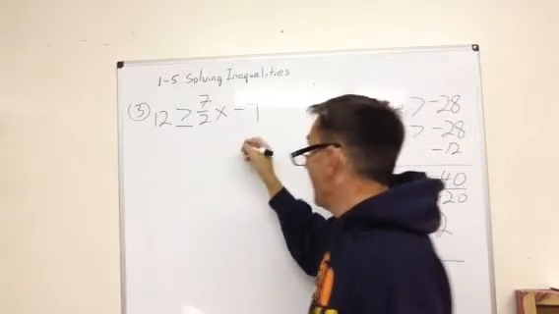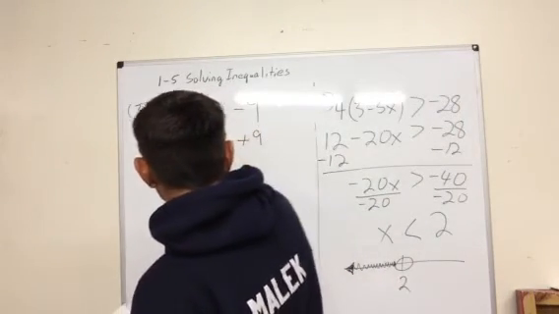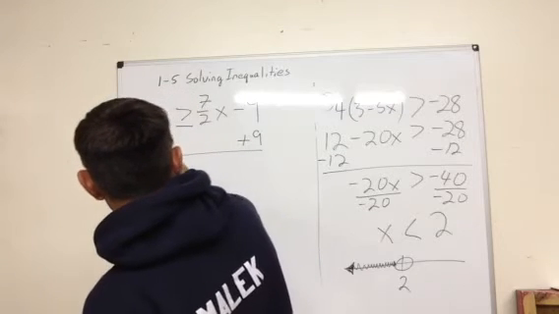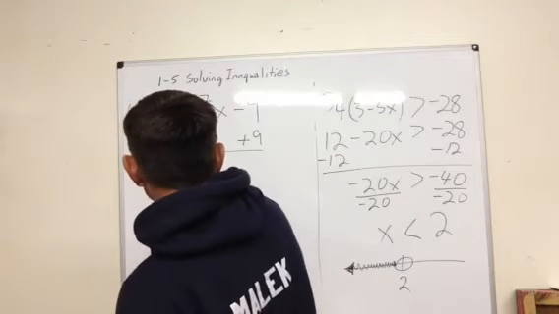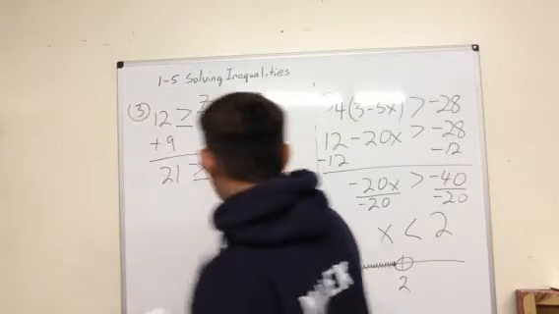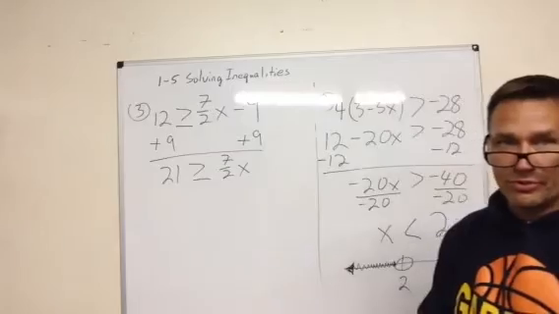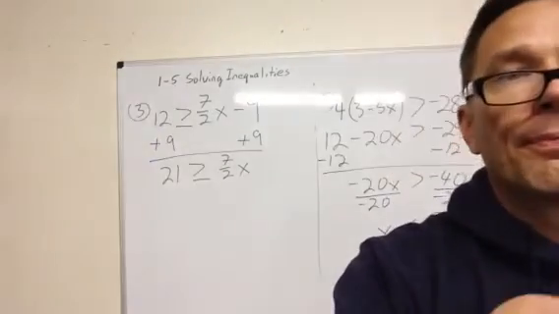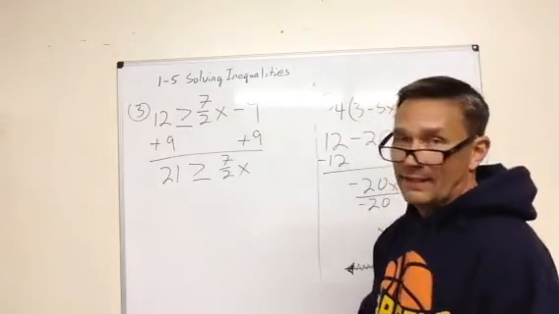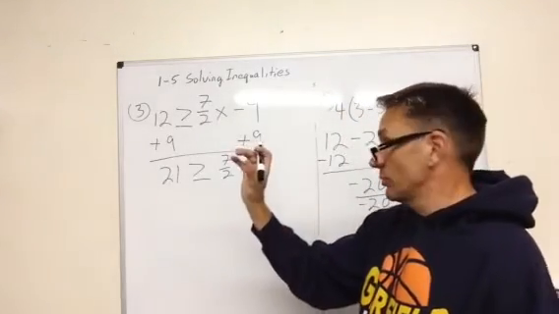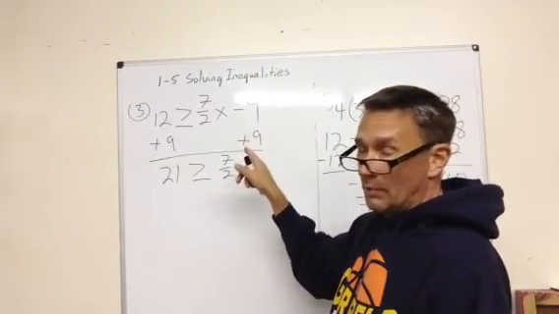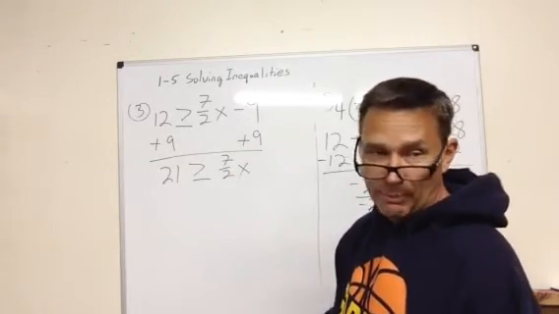So I can add 9 to both sides. 12 plus 9 is 21. I do not need to change the direction of the inequality. It's greater than or equal to 7/2 x. Now, I want to get rid of that 7/2. Now remember in the notes we took a couple days ago, we either divide or multiply by the reciprocal.